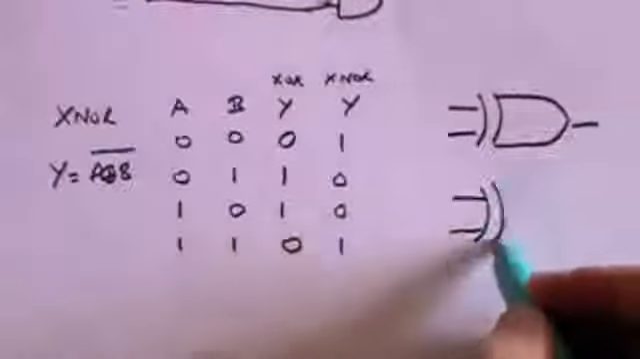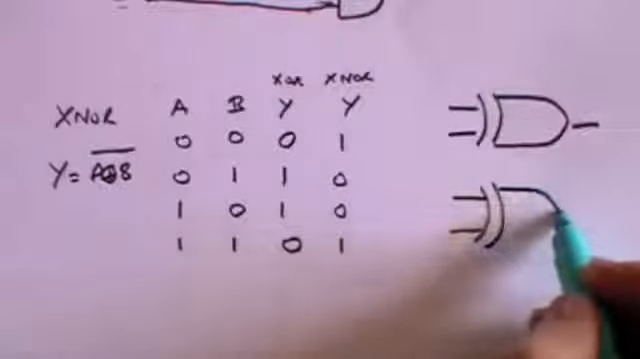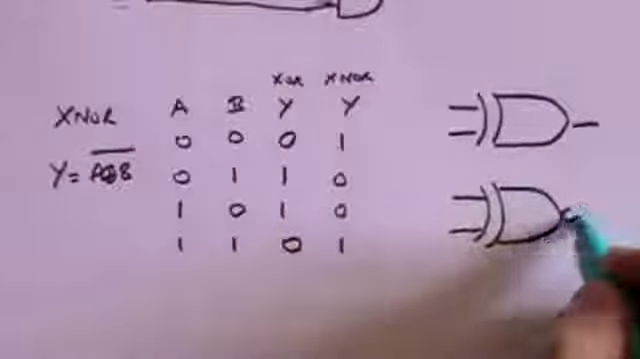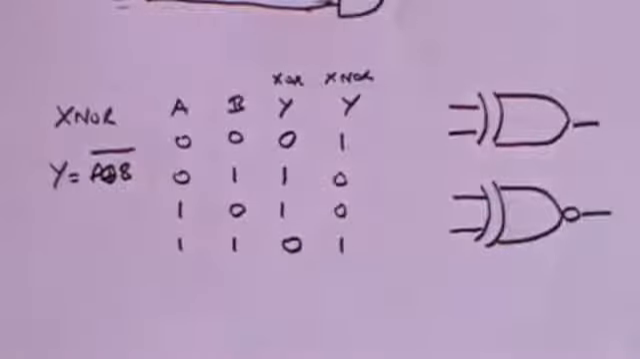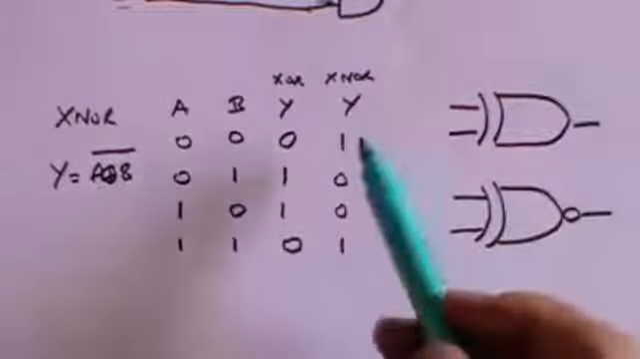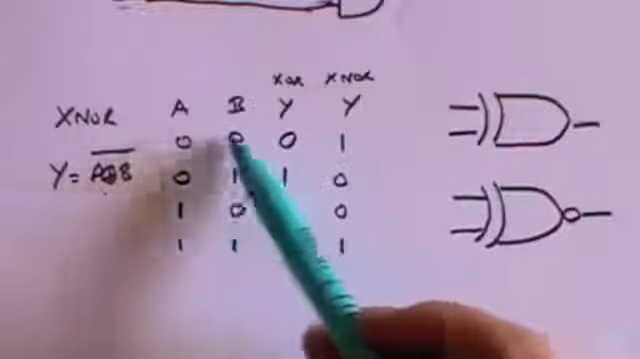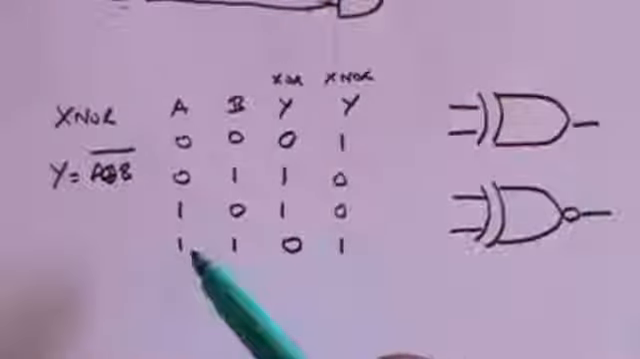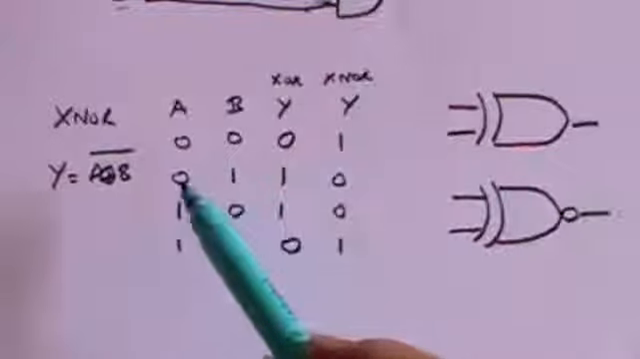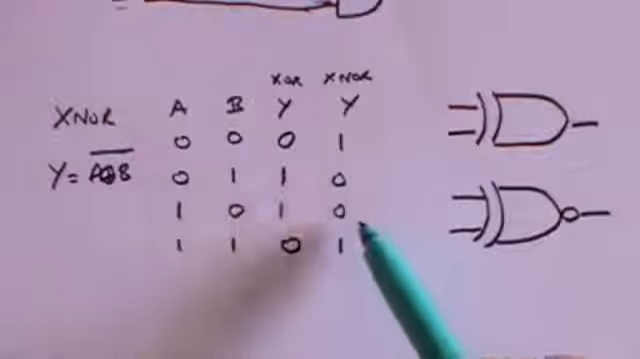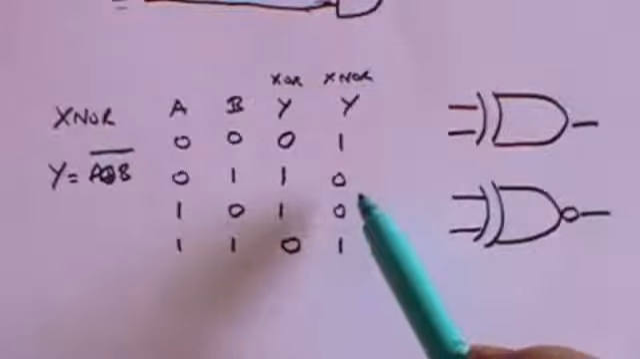And the symbol for an XNOR gate is the same as for an XOR gate, but of course it has the little circle at the end. So an XNOR gate will give you a positive output if either both the inputs are 0 or both the inputs are positive. But if one is positive and the other isn't, you will get no output from the XNOR gate.